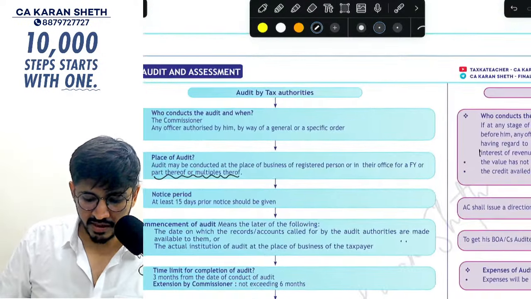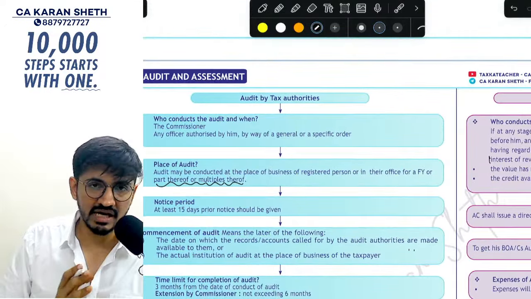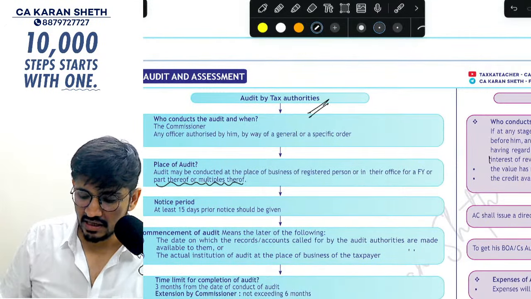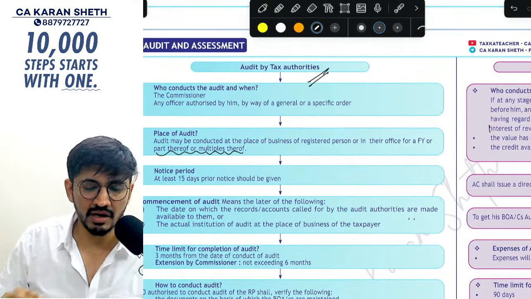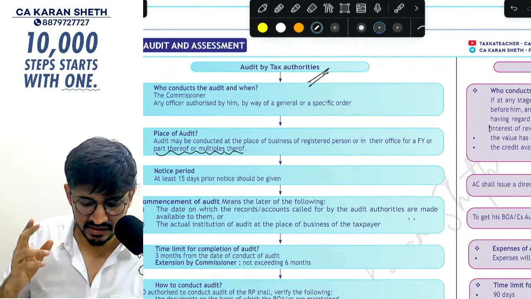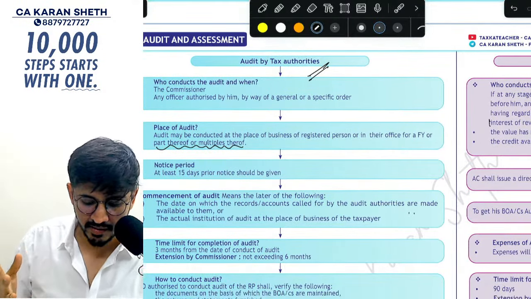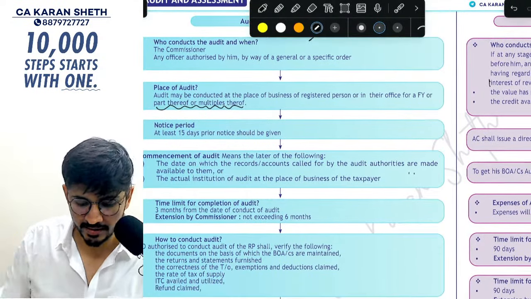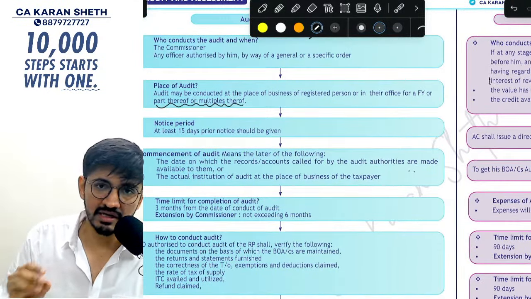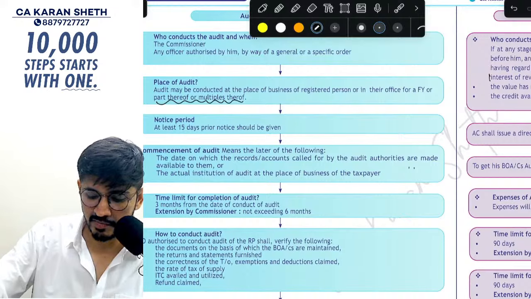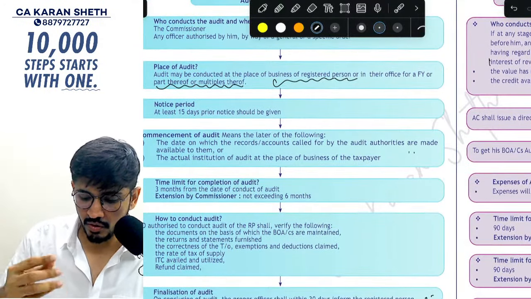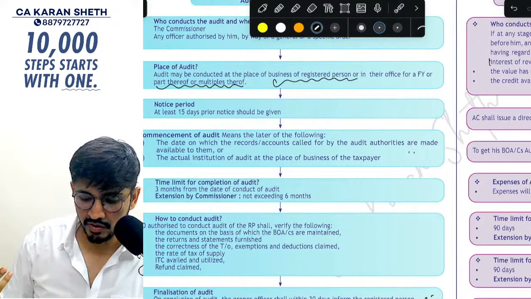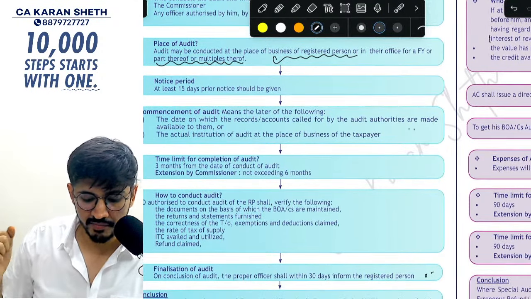Okay. So when it comes to audit, understand there is audit by tax authorities and there is special audit. When it comes to audit by tax authorities, very simple. It is initiated by whom? Commissioner, or any officer authorized by him. Place of audit, it is generally, very simple, the registered place of business or in their office, for a financial year or part thereof.